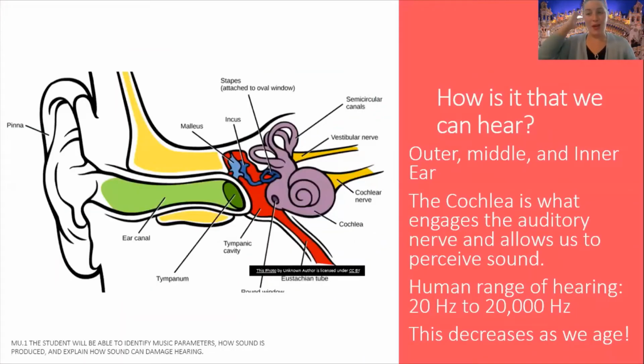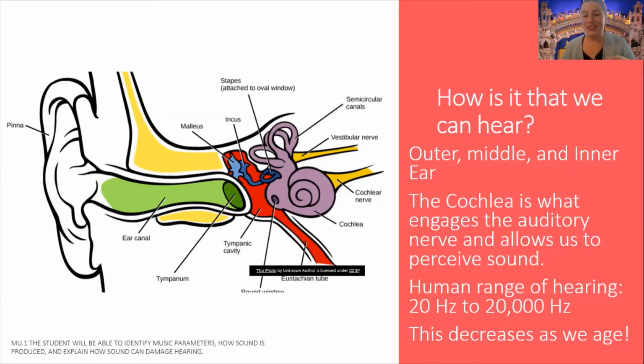So how do we even hear? We have our ears, and they're wonderful creations. We have the different parts of the ear. We have the outer, the middle, and the inner, which is deep inside. The cochlea, which is this lovely shell-shaped bone, is what engages the auditory nerve and allows us to perceive sound. So sound gets funneled in through your ear. Your whole outer ear helps to funnel it down into your ear canal, and it vibrates your eardrum, which in turn vibrates your cochlea and sends it to the auditory nerves so you can process that sound.